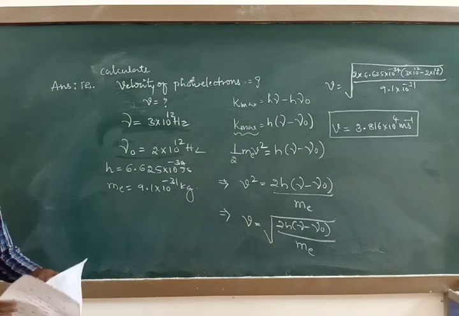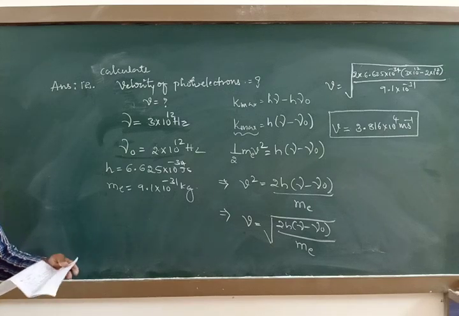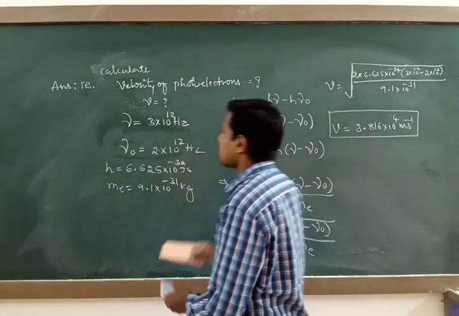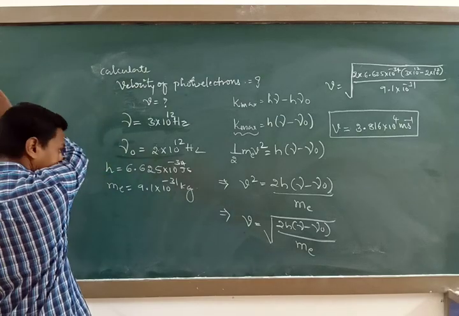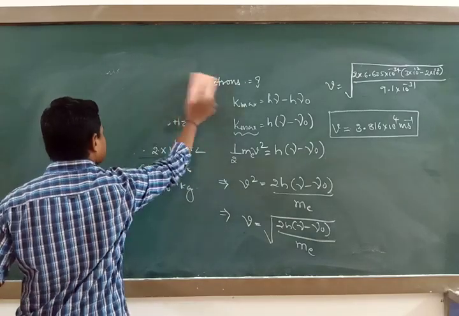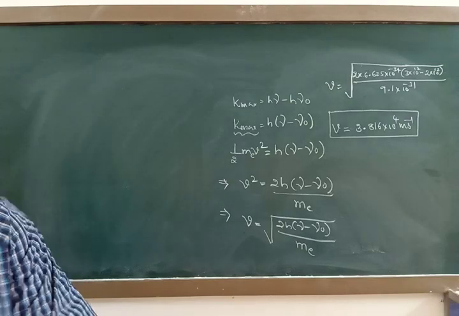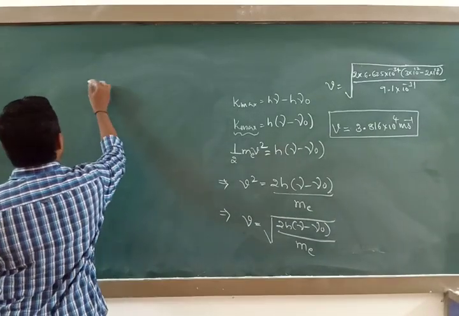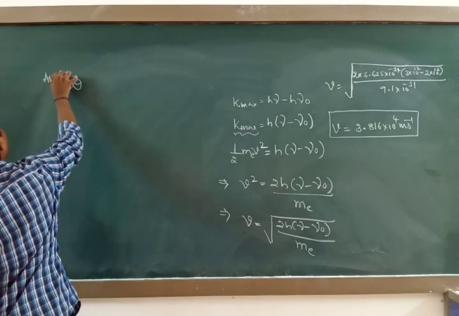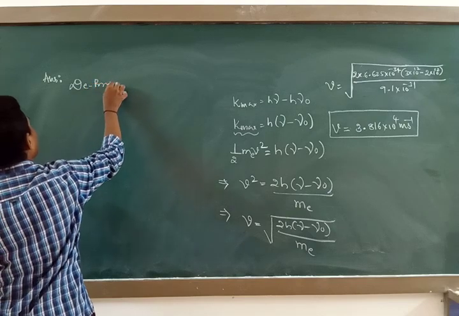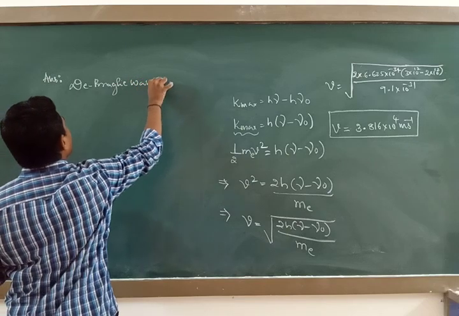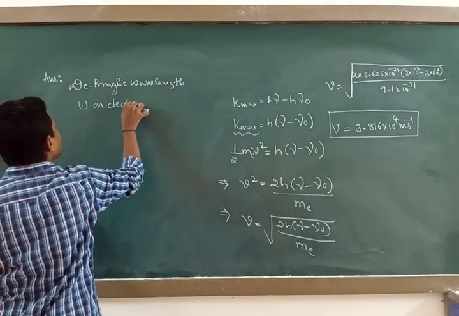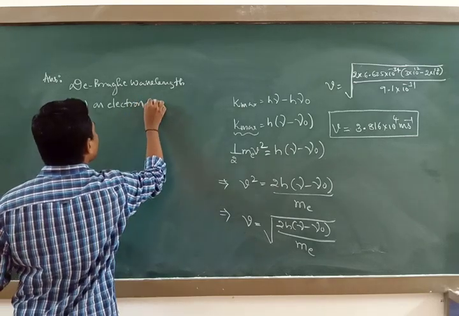Okay, so next one is calculate a de Broglie wavelength. So next one, and which is the last one, only 15 problems. So next one is some 10 to 12 are enough here. So next problem here: calculate the de Broglie wavelength associated with an electron moving with the speed.